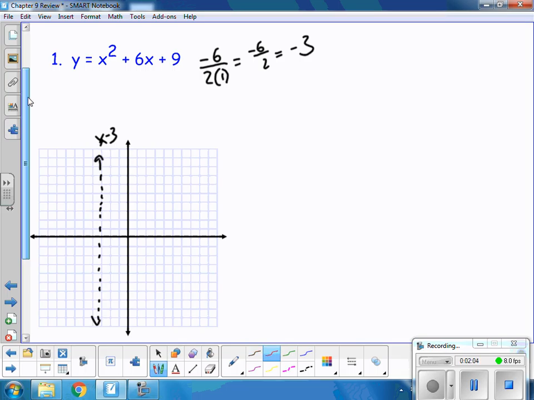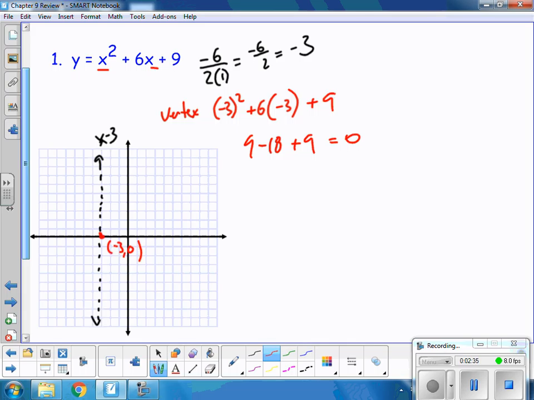Okay, now once I know that, I can find my vertex by substituting in wherever x is. I can put in my negative 3. So my equation is negative 3 squared plus 6 times negative 3 plus 9. I end up with 9 minus 18 plus 9, and that gets me to 0. So I know that my vertex is going to be at negative 3, 0, right there. Negative 3, 0 is my vertex.